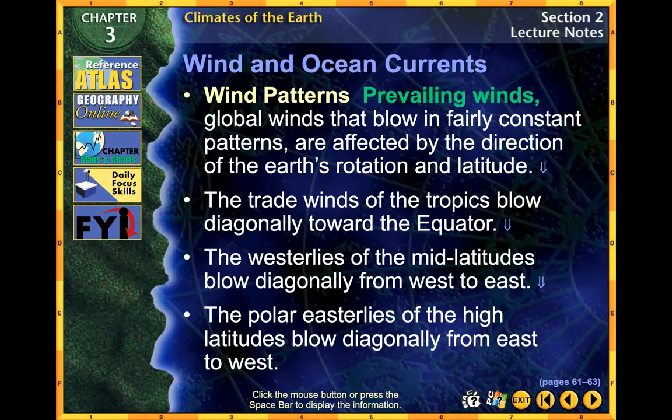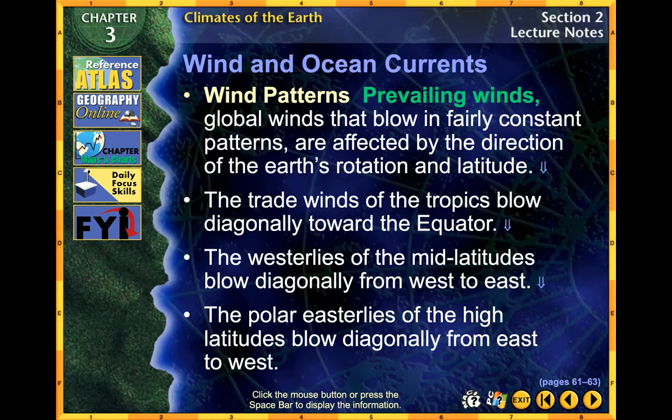Now, winds are often named for the direction from which they blow, but they're sometimes given names from the early days of sailing. So, like, named for their ability to move trading ships through the region, the prevailing winds of the low latitudes are called the trade winds. Okay, so these are the winds that blow diagonally towards the equator.